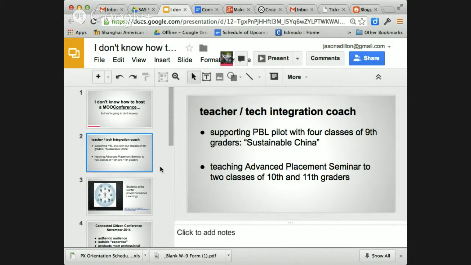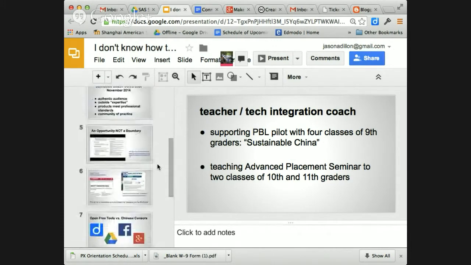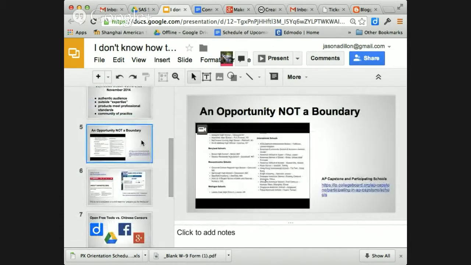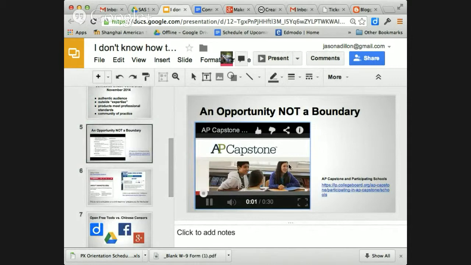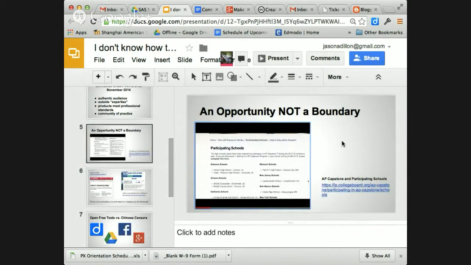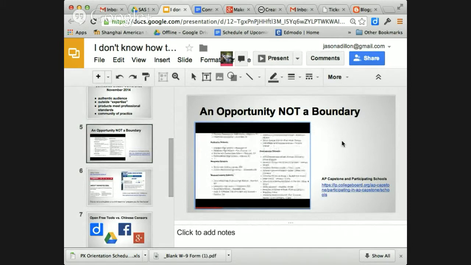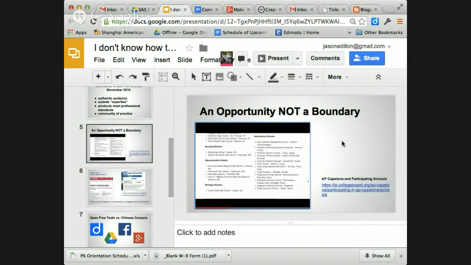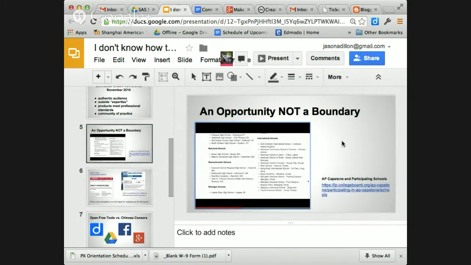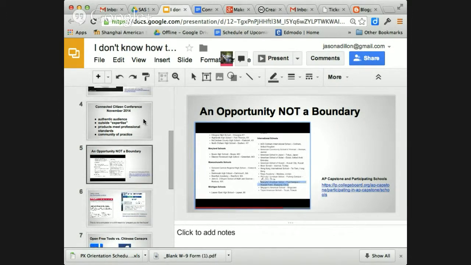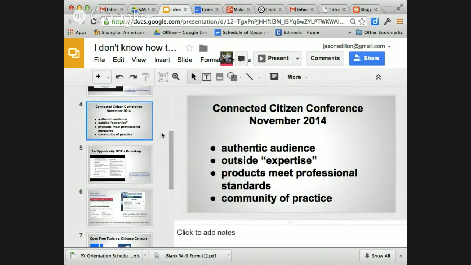AP Seminar is a new course in the school this year, and here's a little scroll through of some information about the AP Capstone, where AP is starting to offer a diploma program and some of the collaborating schools. And I'm not seeing this as a limit, like I only want to collaborate with AP Capstone or AP teachers, but that it's an opportunity because the program is kind of new, and we have a lot of teachers who are just getting started with it, and I think they might want to be sharing their student products.